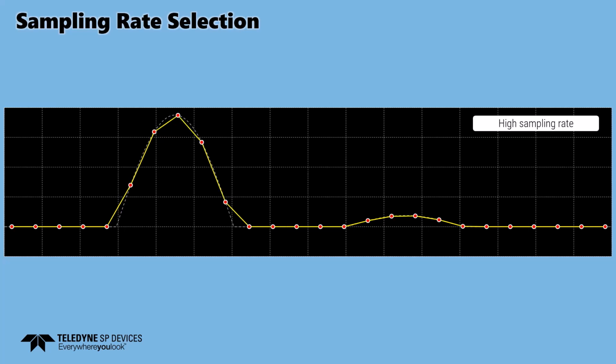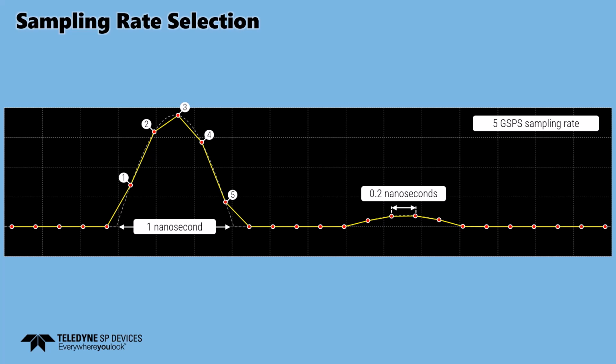If we, for example, sample a 1 nanosecond pulse using a 5 gigasample per second sampling rate, this corresponds to a 0.2 nanosecond sampling period, which results in 5 samples or measurement values per pulse. The number of required samples per pulse varies by application, but as you can see here, the acquired yellow signal quite accurately reflects the original analog input in gray.